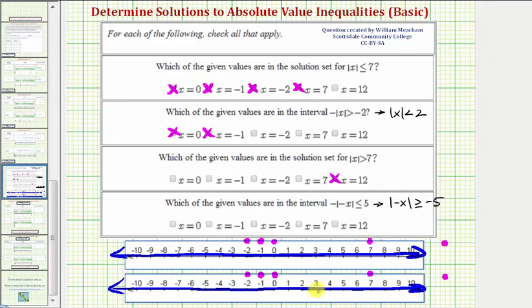You can pick any real number, take the opposite of it, and determine its distance from 0. It's always going to be greater than or equal to negative 5 units, again because distance is always non-negative. Which means all these values are in the interval or the solution set.